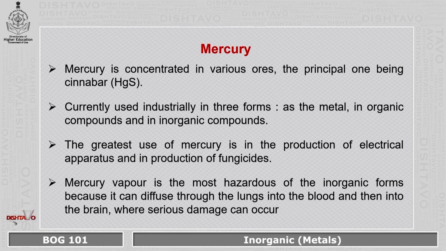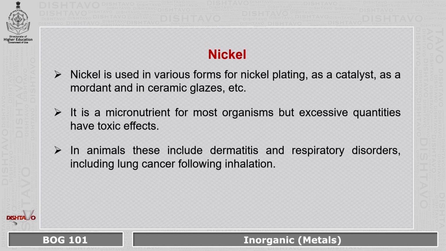Mercury is concentrated in various ores, the principal being cinnabar. Currently, it is used industrially in three forms: direct metal, organic compounds containing mercury, and inorganic compounds containing mercury. The greatest use of mercury is in electrical apparatus and also in the preparation of fungicides. Mercury vapor is the most hazardous of the inorganic forms because it can diffuse through the lungs into the blood and then into the brain, where serious damage can occur.